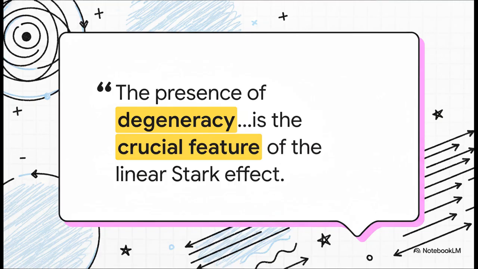And hey, don't just take it from me. Griffiths says it best in his textbook, and I'm paraphrasing a little here, but the core idea is that the degeneracy in the excited state isn't just a minor detail. It is the crucial feature. It's the entire reason the linear Stark effect exists in hydrogen.